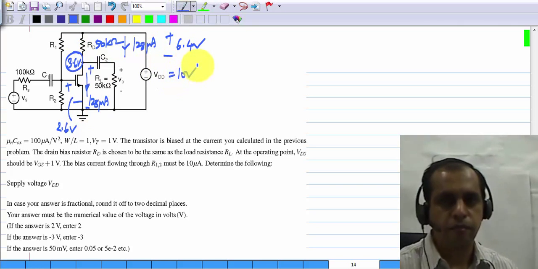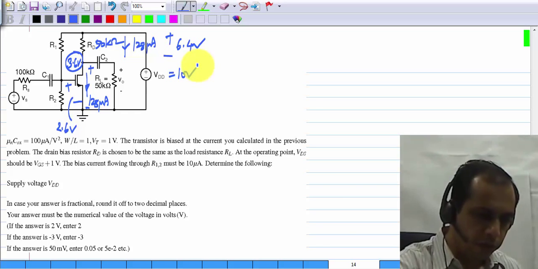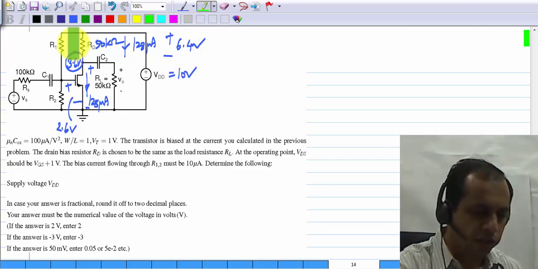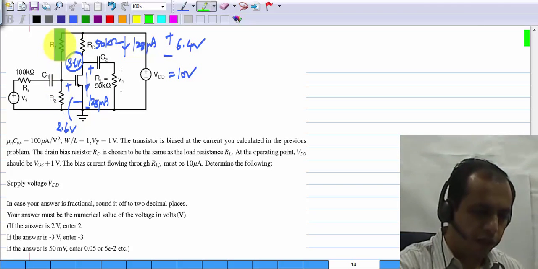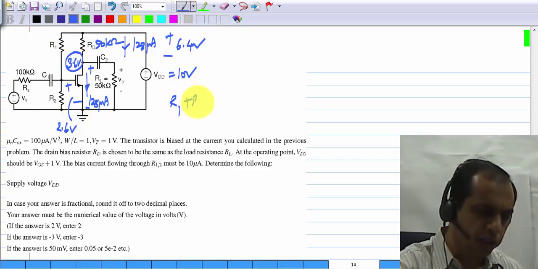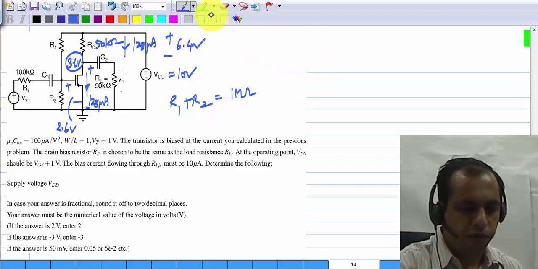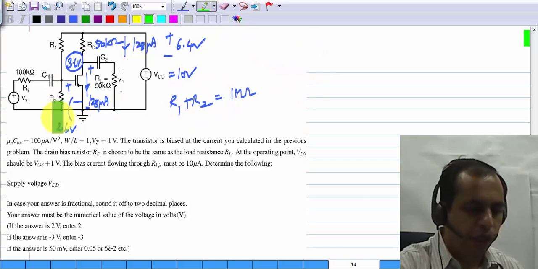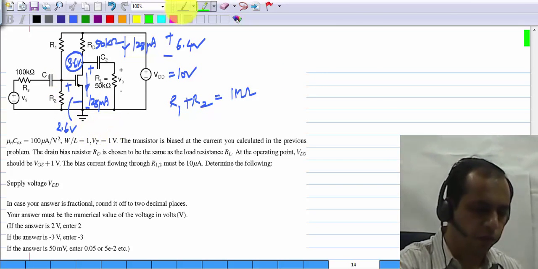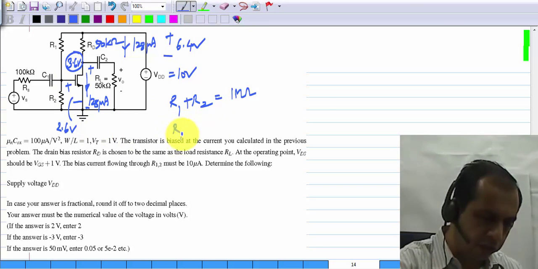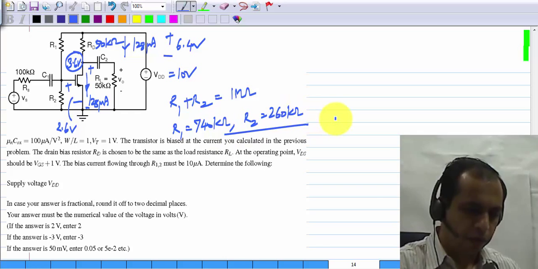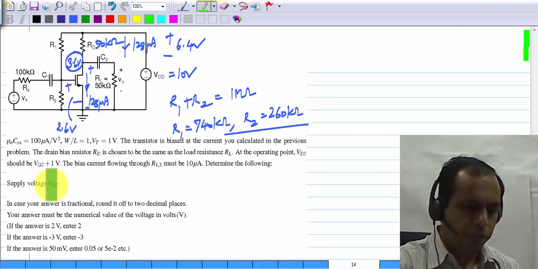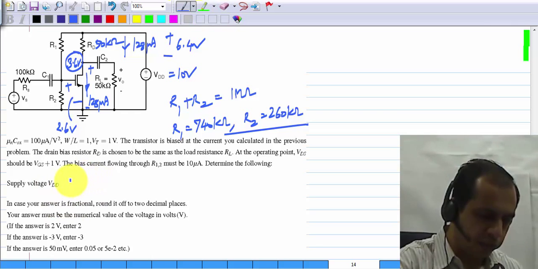of 10 volts. Now if 10 volts is applied across R1 and R2 and the current through R1 and R2 has to be 10 microampere, then it tells you that R1 plus R2 is 1 mega ohm. And how do you find the individual values? You know that across R2 you need to have 2.6 volts. So from this you can easily calculate that R1 is 740 kilo ohms and R2 is 260 kilo ohms. So first of all, the supply voltage VDD, that's the first part of the question, that is 10 volts.